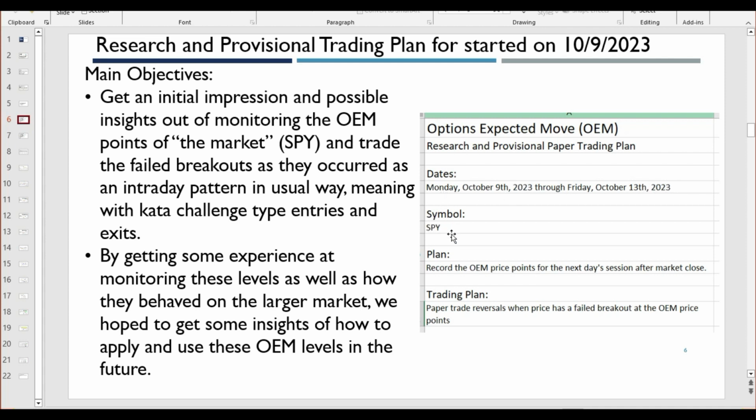And we're again looking just at the symbol SPY to get a view of the larger market and how it's reacting at these levels. The plan is just to record these OEM price points for the next day's session after market close. And then the next day, our trading plan is just to trade the reversals when the price hits these levels and fails.